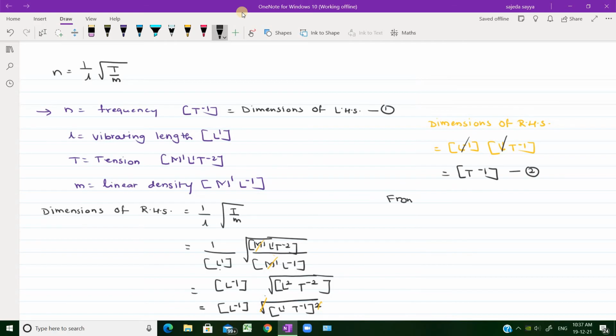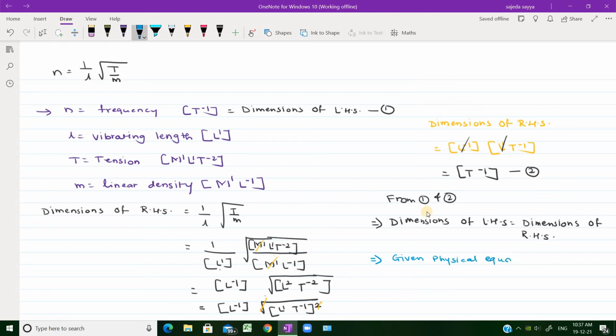So from 1 and 2 we can say that the dimensions of LHS equals the dimensions of RHS. Therefore, the given physical equation n is equals to 1 by L square root of T by M is dimensionally correct.